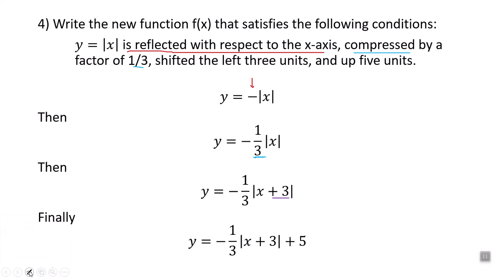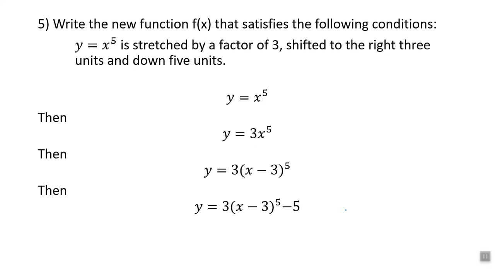And finally, running out of colors, I guess we'll go with another blue, our plus 5 when we go up 5 units. I forgot to underline left 3 units in purple, but you get the idea. Let's do another one of these, though, because it's kind of tricky sometimes. This time, we have y equals x to the 5th, stretched by a factor of 3, shifted to the right 3 units and down 3 units.